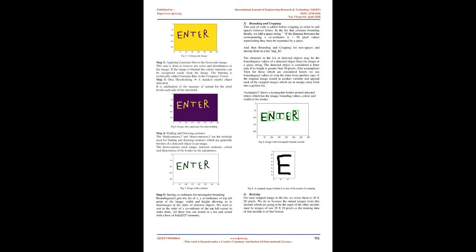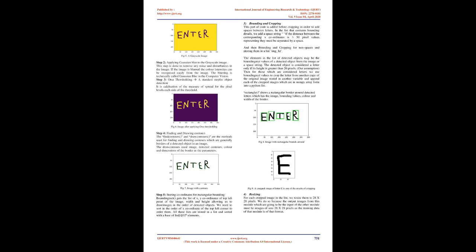Step 3. Otsu thresholding. A standard step for object detection. It is the calculation of the measure of spread for the pixel levels on each side of the threshold. Fig 6. Image after applying Otsu thresholding.